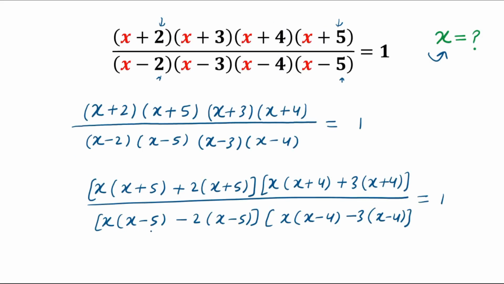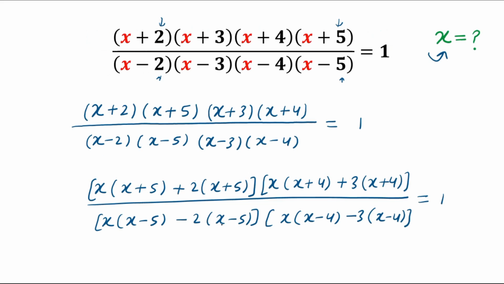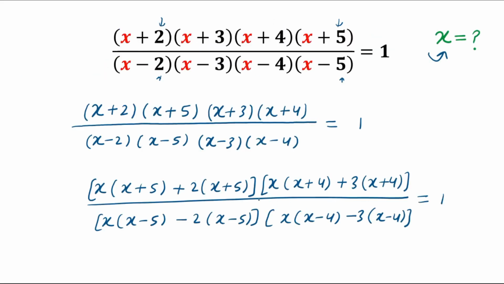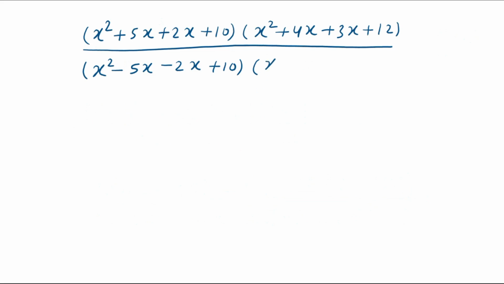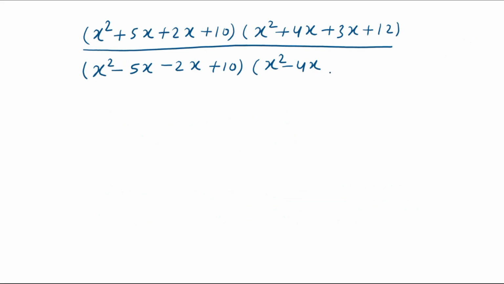x times x minus 5 is x square minus 5x. Minus 2 is multiplied by x minus 5, then you will get minus 2x plus 10. Minus 2x plus 10 is multiplied by x times x minus 4, which is x square minus 4x. Minus 3 is multiplied by x minus 4, then you will get minus 3x plus 12, and this is equal to 1.